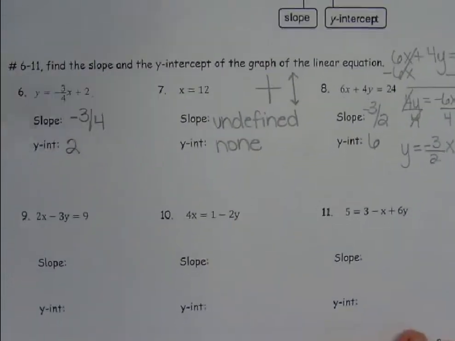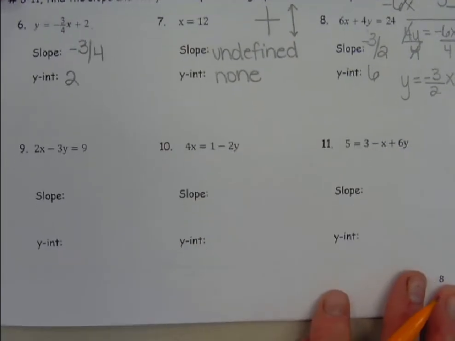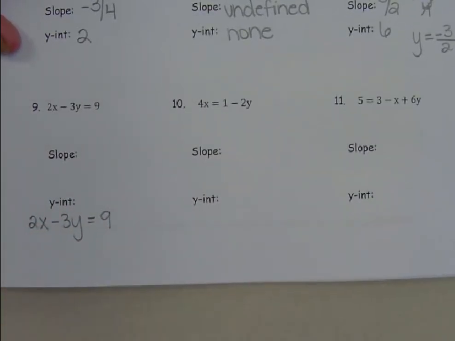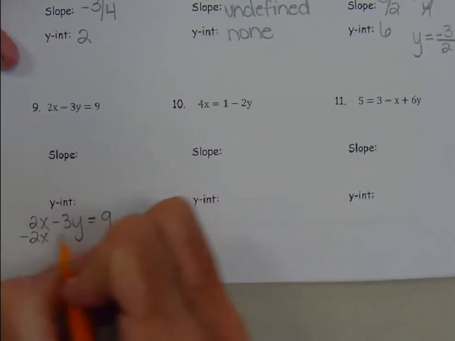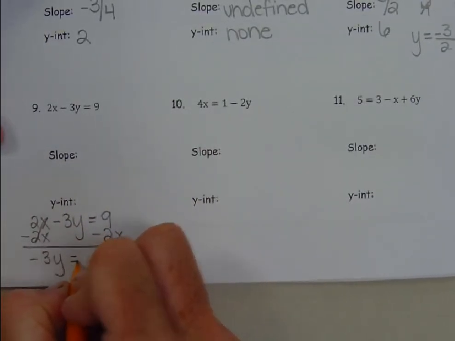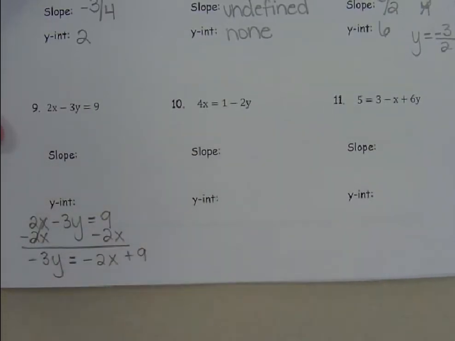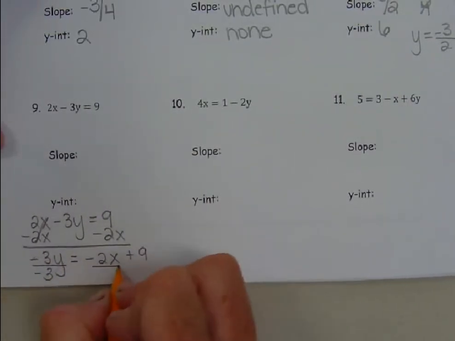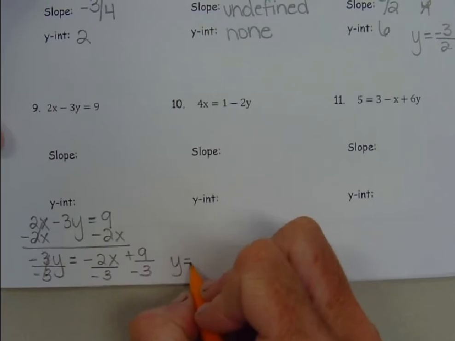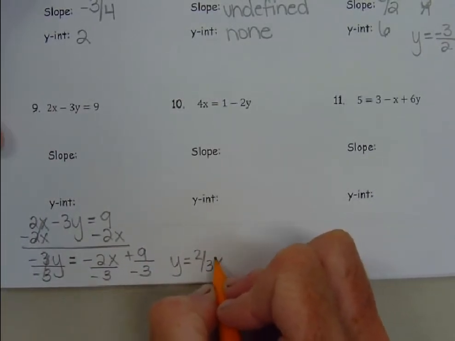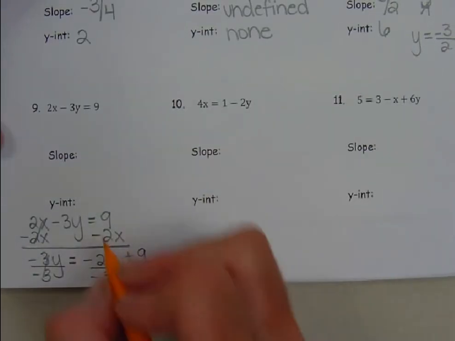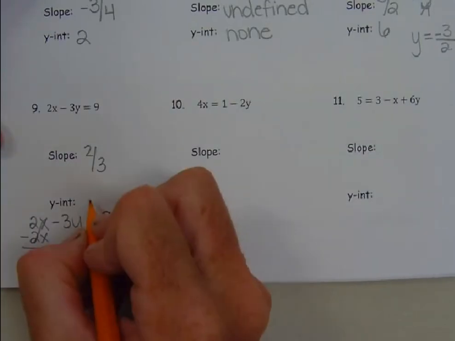The next example is again not written in slope-intercept form, but we're going to get it in slope-intercept form. In this case, I'm going to get y by itself by subtracting 2x. So I have negative 3y equals negative 2x plus 9. Then I'm going to divide by negative 3. And I'm going to end up with y equals, two negatives make a positive, 2/3 x. 9 divided by negative 3 is a negative 3. So my slope is 2/3, and my y-intercept is negative 3.